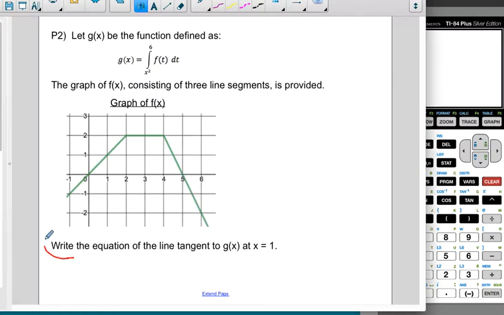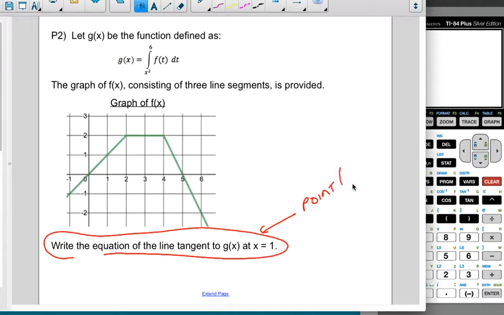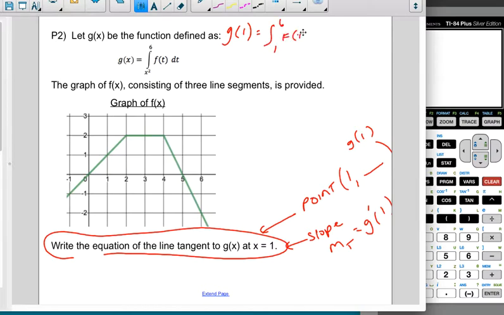So I see this, and I say, okay, I definitely need two things, right? I need a point, which is definitely 1, blank, and that blank is going to be g of 1. And I need a slope, which is definitely going to be g prime evaluated at 1. So first thing I'm going to do is find g of 1. So g of 1 is the integral from 1 to 6 of f of t dt.